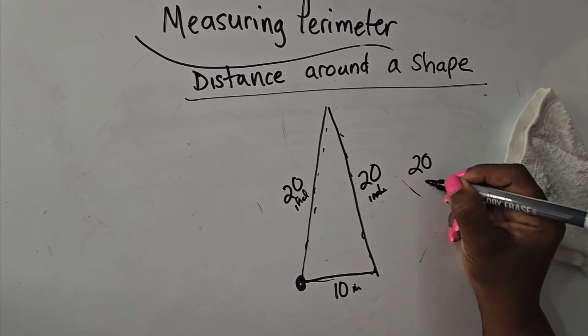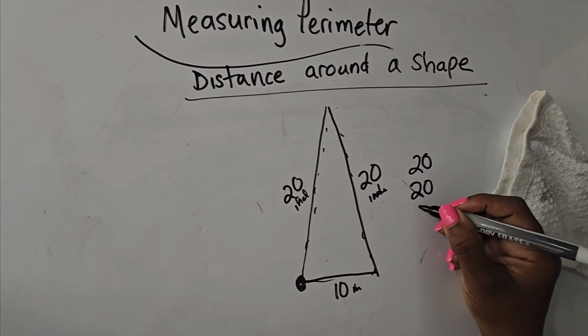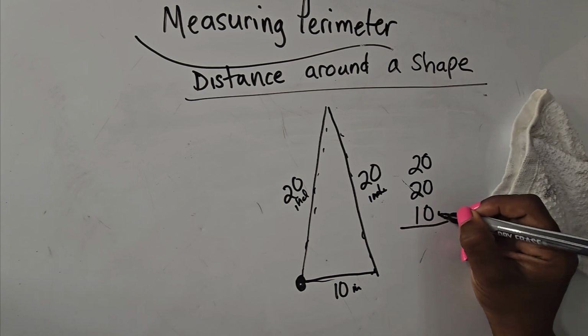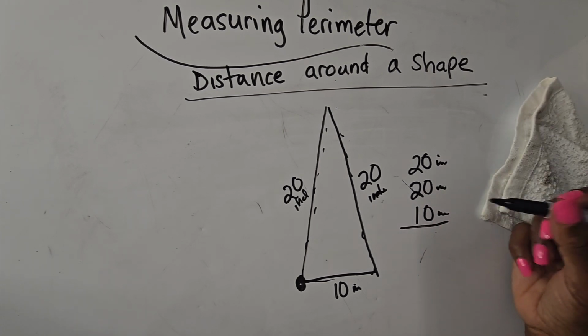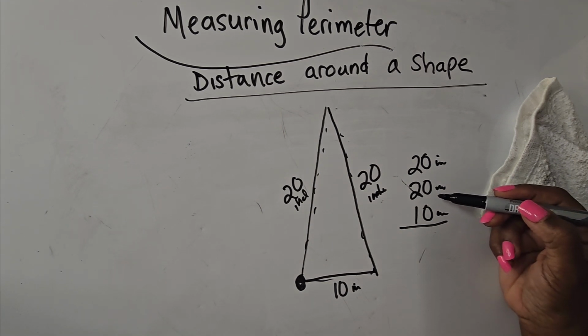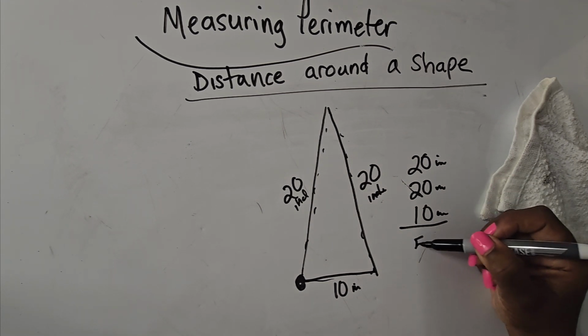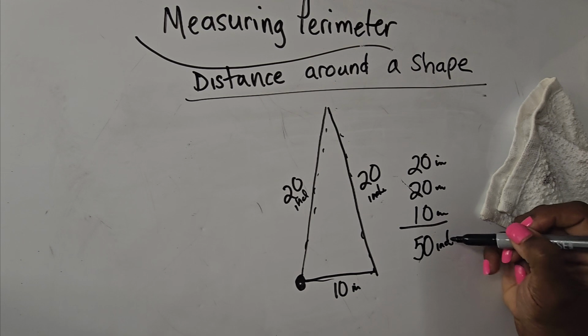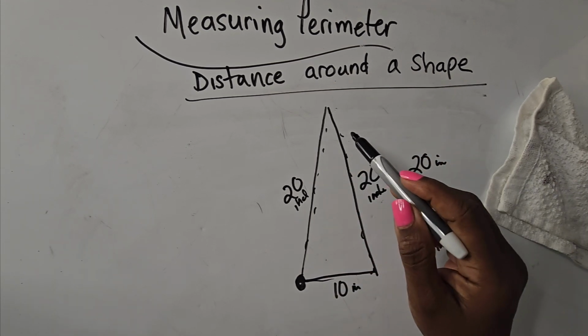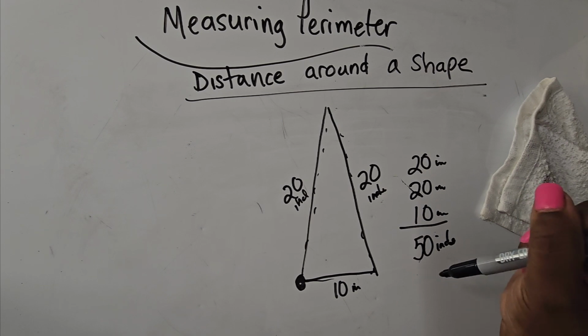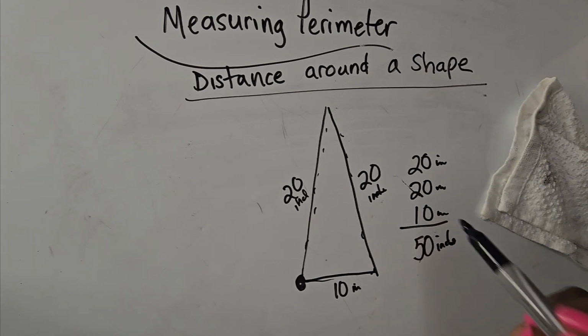So again, I put my numbers on the side, 20, 20, and 10. These are all inches. So it would be 20 plus 20 would be 40 plus 10, 50 inches. All right, so the perimeter of my triangle is 50 inches. Pretty easy. Give it a try.